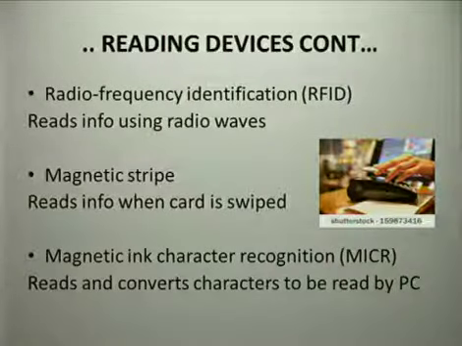Another one would be your magnetic ink character recognition. Now this device would actually read and convert characters to be read by a PC. So it would read these characters and this data, and then this data would be recognized onto the system, and then you are able to interpret this data.